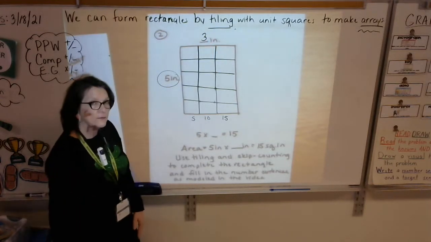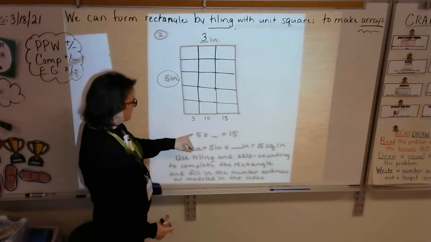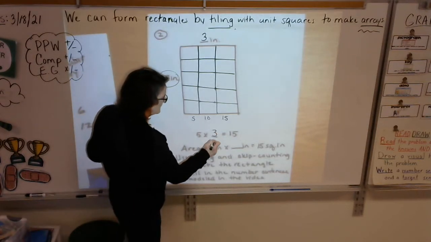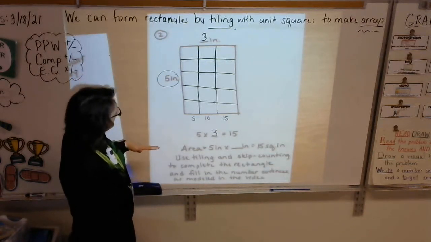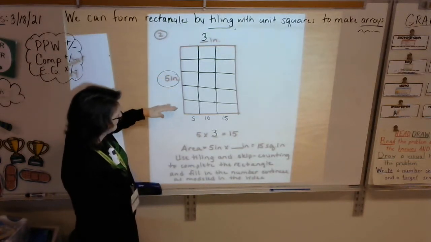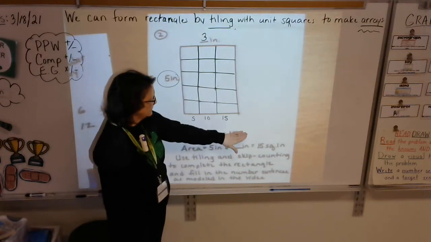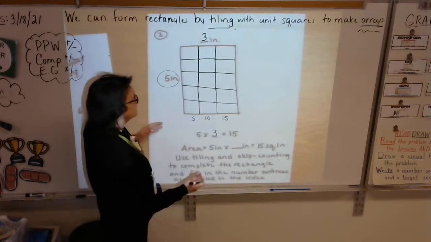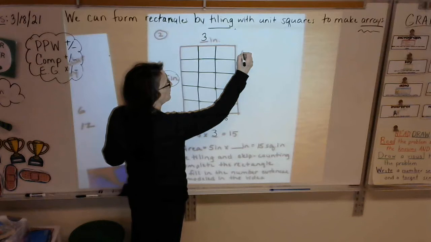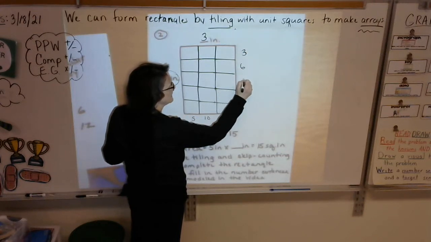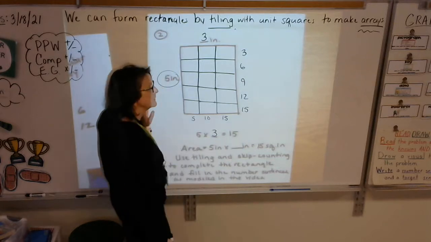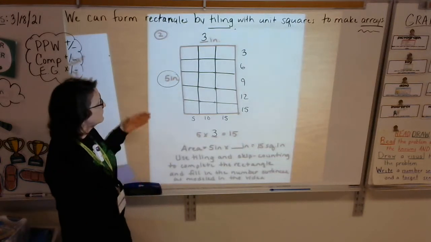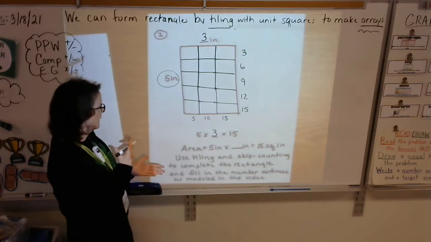The other side is 3 inches. And I knew that because 5 times 3 is 15. So all those things are interconnected, and I have 5 rows of 3, 5 equal groups of 3, a total of 15. If you want to, you can skip count your rows, 3, 6, 9, 12, 15. It looks just like an array that we've used before, but now it's just made out of square units.